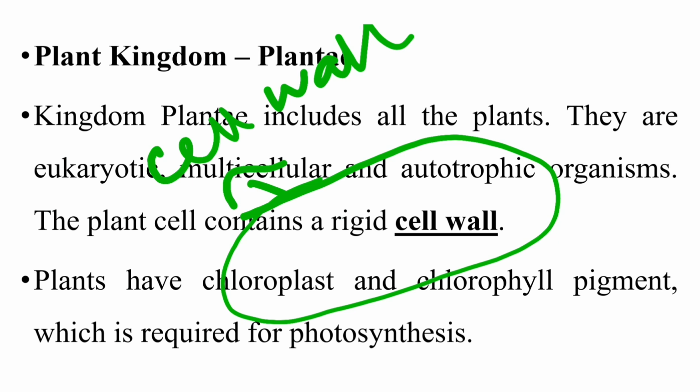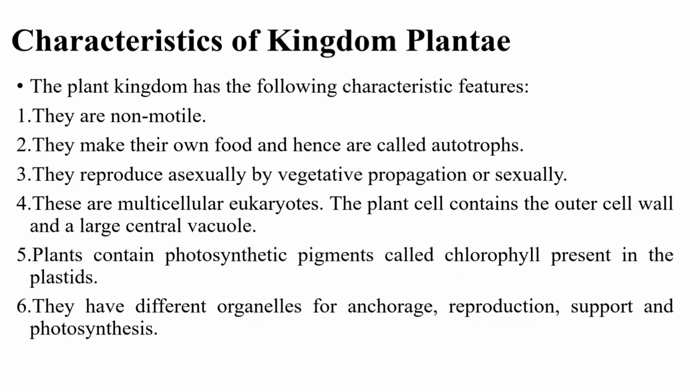But the animal cell lacks the cell wall, they only have the cell membrane. Then plants have chloroplast and chlorophyll pigments inside that chloroplast, which are required for the photosynthesis process. Then what are the other characteristic features of the plant kingdom? They are non-motile. They make their own food, hence they are called autotrophic.